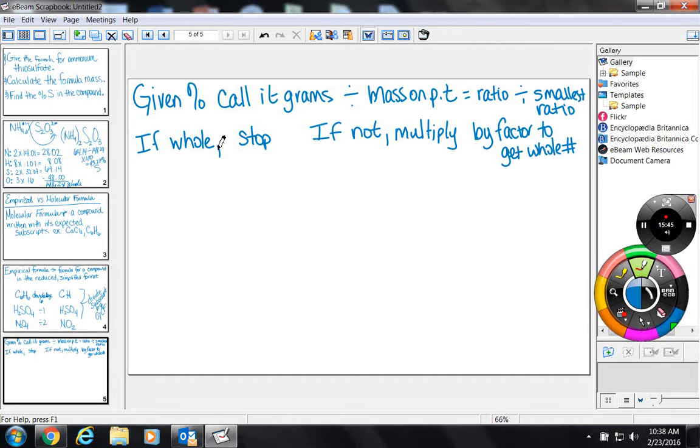Is this like a more efficient way to get simplified or no? It's a different way to do it. It's based on the data you're given. Okay?